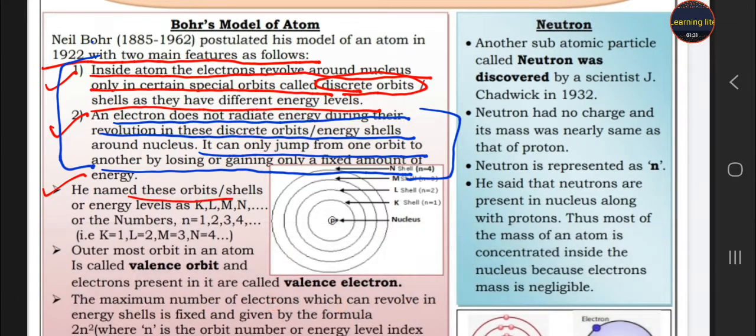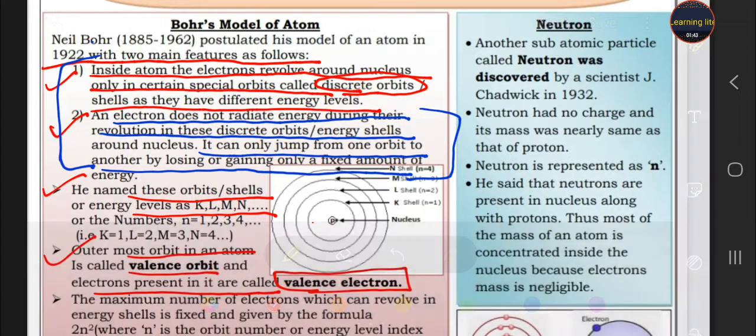Students, he named these orbits or shells K, L, M, N, and the outermost orbit is the valence orbit, and the electrons present in the outermost orbit are known as valence electrons. See the diagram. This is the nucleus. This is the first shell, K, L, M, N.